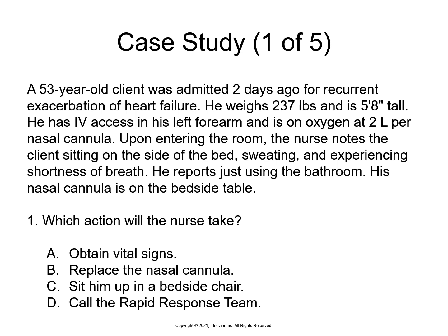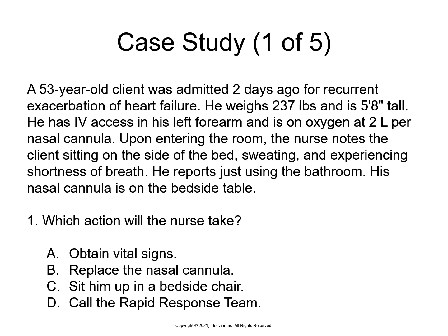He has an IV access in his left forearm and is on oxygen already at 2 liters per minute per nasal cannula. Upon entering the room, the nurse notes that he's sitting on the side of the bed. He's sweating and he is experiencing shortness of breath. He reports just using the bathroom, and his nasal cannula is on the bedside table. So what is the very first thing you're going to do?